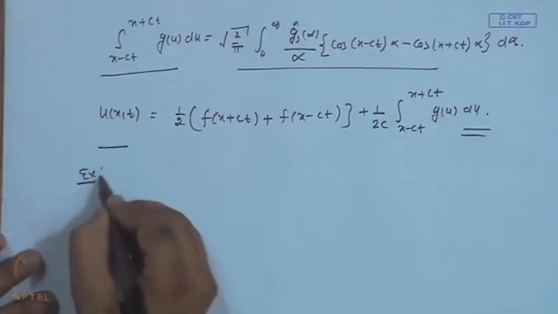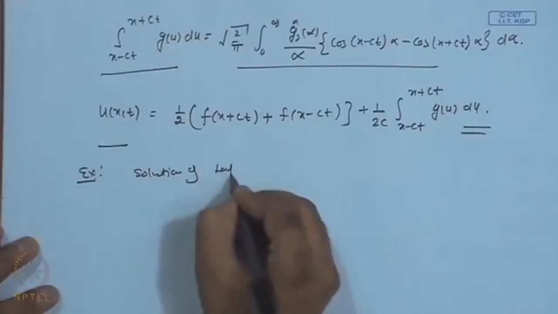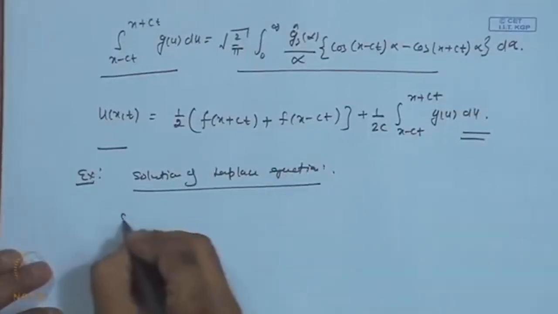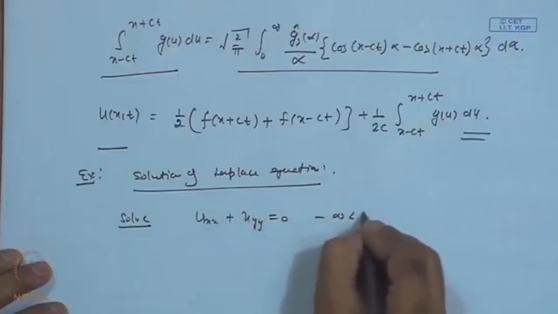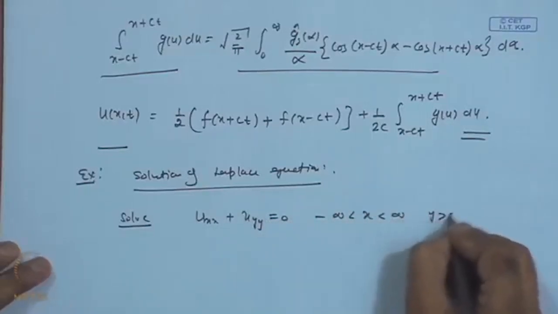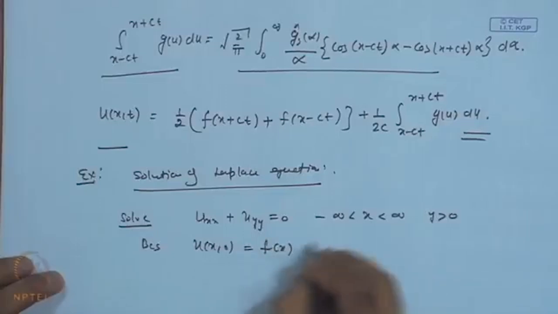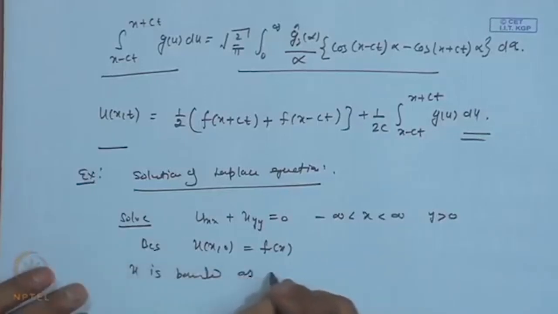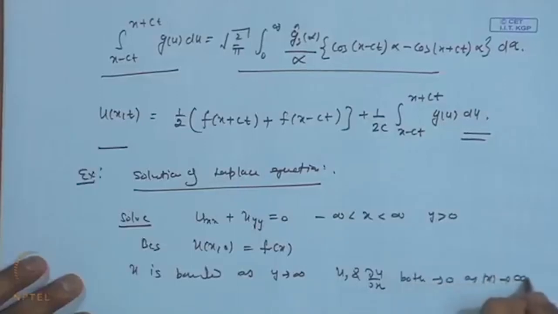Now, we go for the last example of this lecture, and that is the solution of the Laplace equation. So, in this case we solve u_xx + u_yy = 0, given for x from minus infinity to plus infinity, y positive, and the boundary conditions are u(x,0) = f(x), again in the same range, and it is given that u is bounded as y approaches infinity, and again u and ∂u/∂x both go to 0 as |x| goes to infinity.